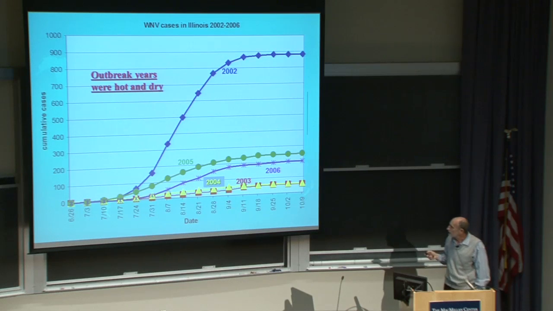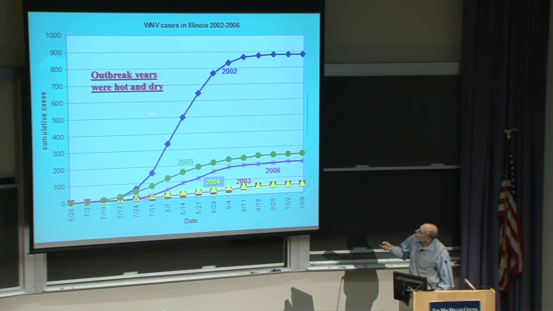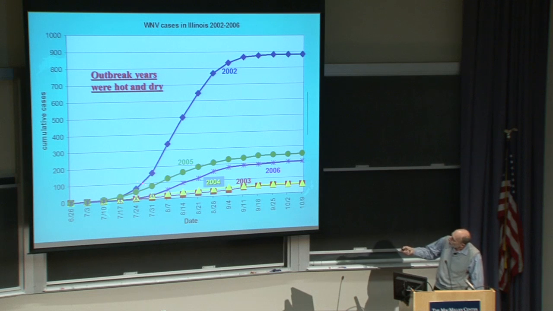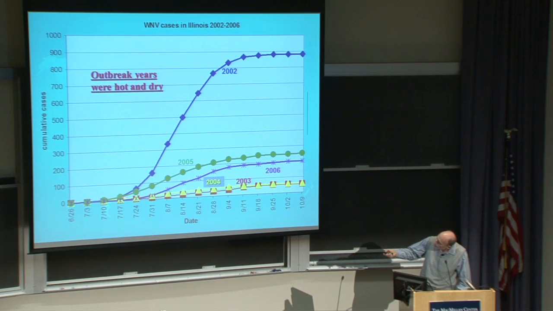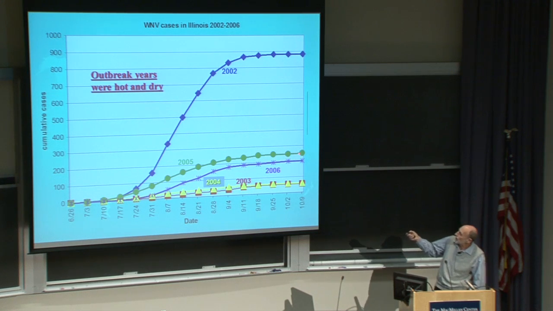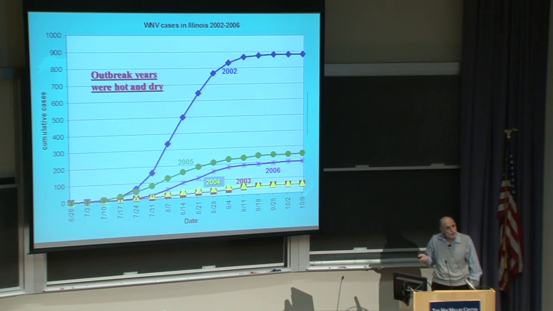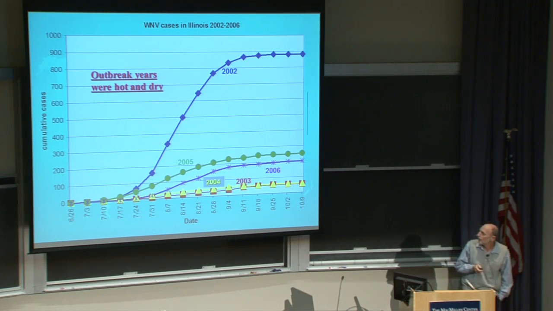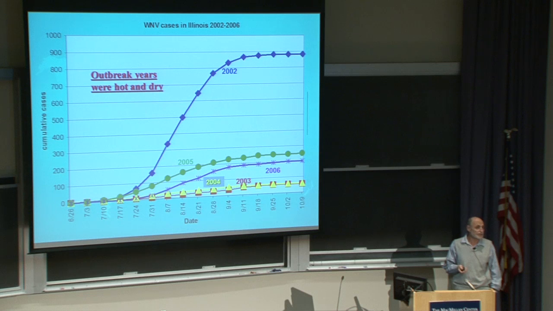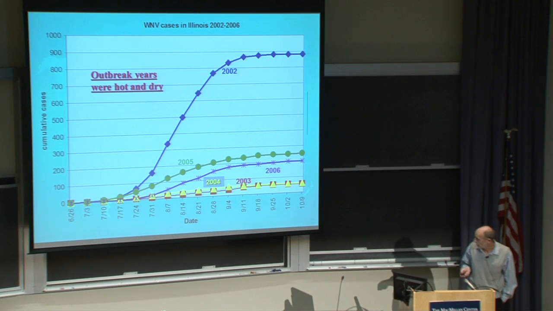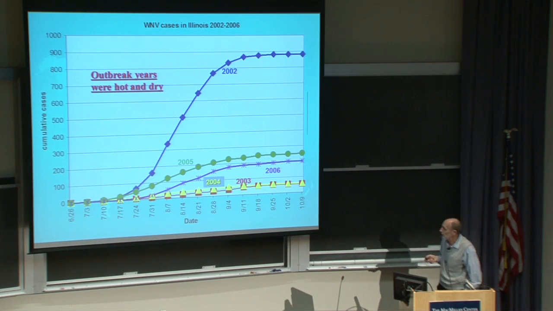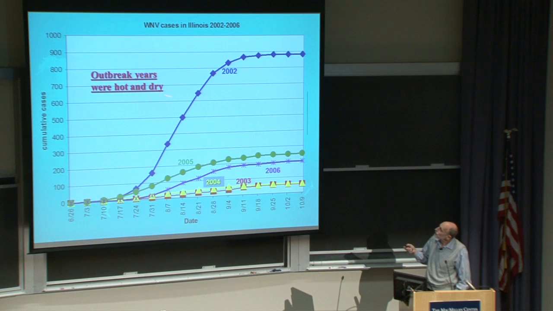If we look at the epidemic curve, this is what happened in 2002, the big year, and then 2005 started out nearly as high, but it never went that far. And there are many reasons for that. I'm not going to talk about them too much, but among them is probably increased immunity among the birds and also better control efforts, because we really learned a little bit about what is effective against Culex pipiens larvae in urban areas.